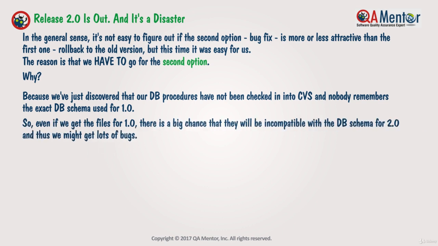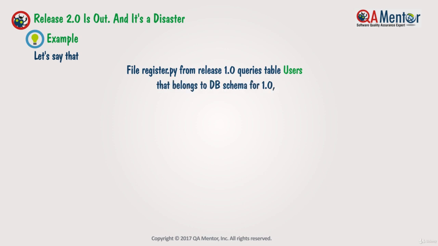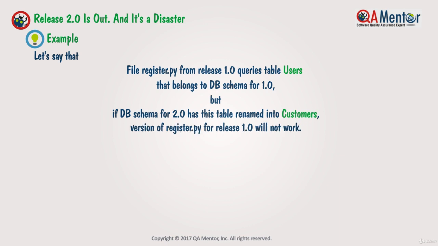So even if we get the files for 1.0, there is a big chance that they will be incompatible with the DB schema for 2.0, and thus we might get lots of bugs. Example, let's say that file register.py from release 1.0 queries table users that belongs to DB schema for 1.0, but if DB schema for 2.0 has the table renamed into customers, version of register.py for release 1.0 will not work.